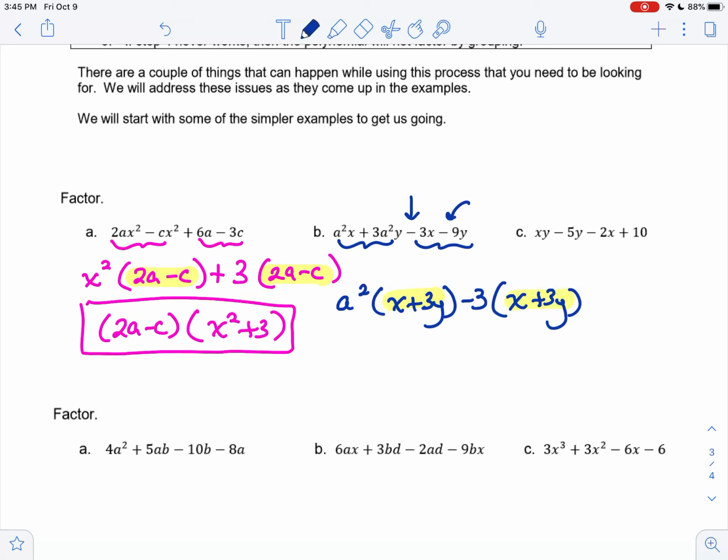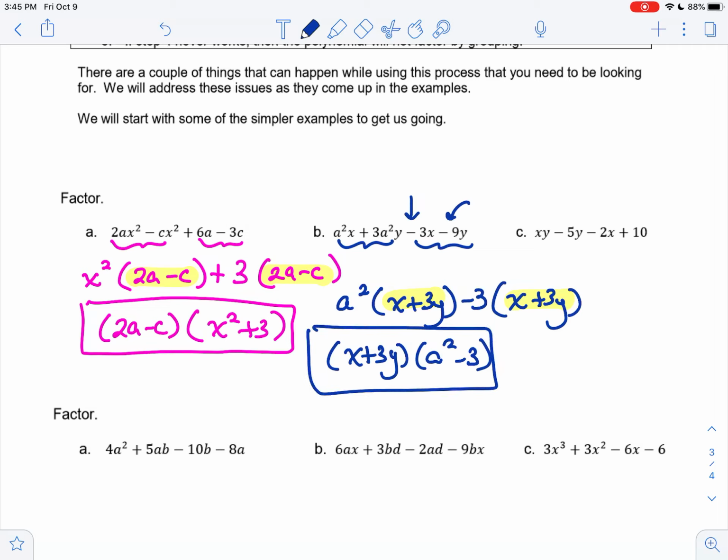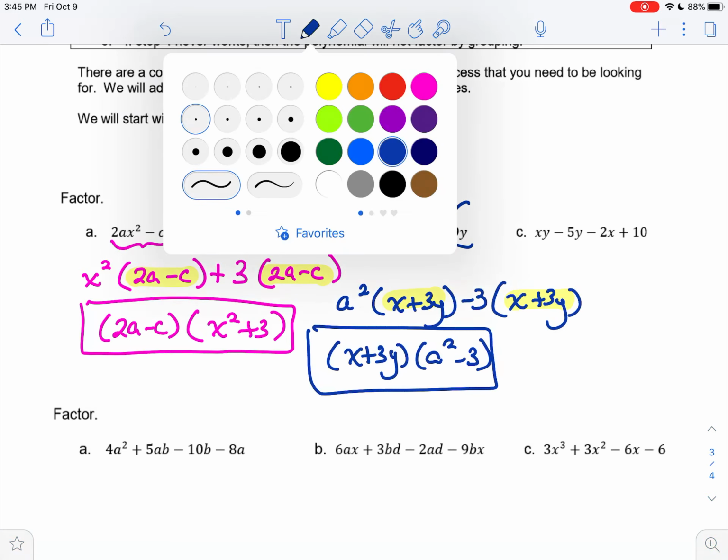So now, again, we have that common factor. If it's a common factor, we can factor it to the front. So that's x plus 3y. And then our leftover is a squared minus 3. And now it's fully factored.